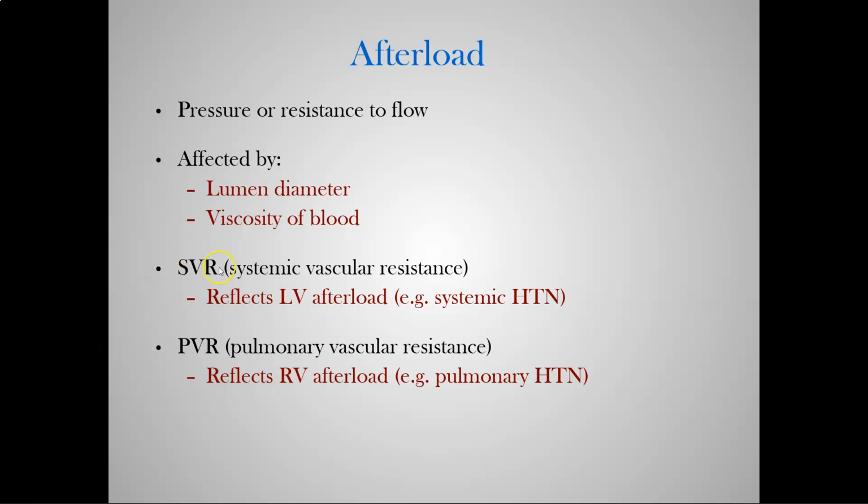And remember, I tied these two concepts together earlier. Systemic vascular resistance equals systemic hypertension. And we have peripheral vascular resistance, which reflects right ventricular afterload, pulmonary hypertension. And this is what's going to put pressure on the right ventricle. I did talk about that.